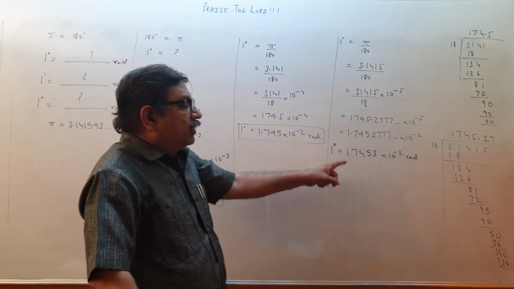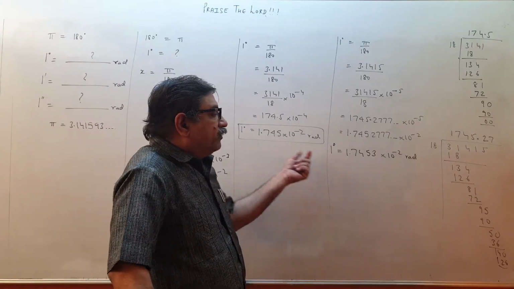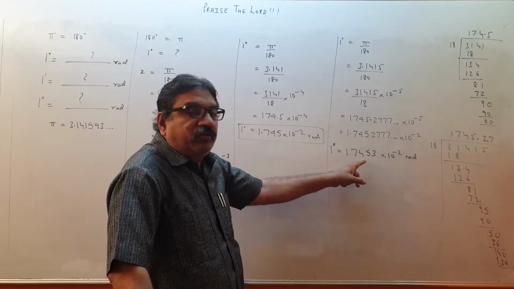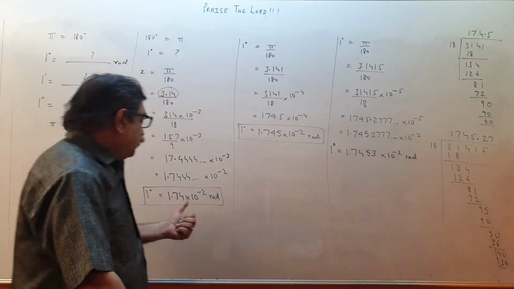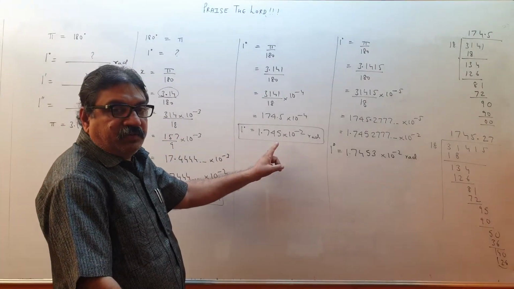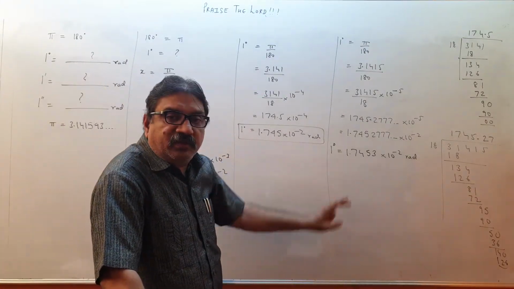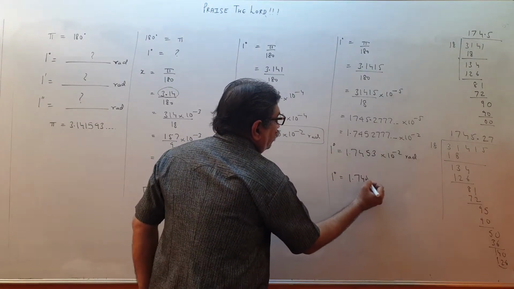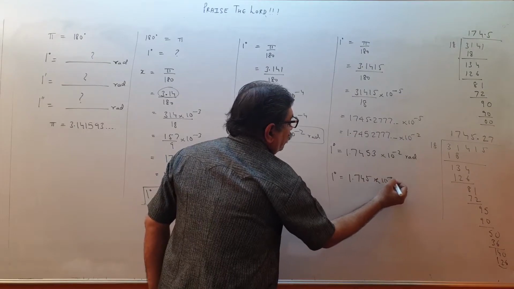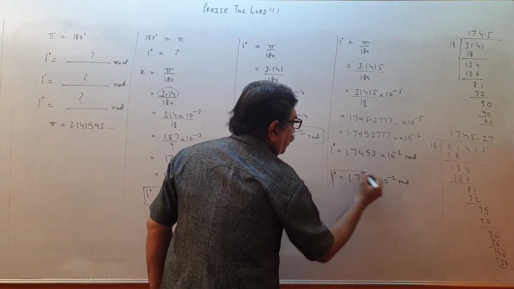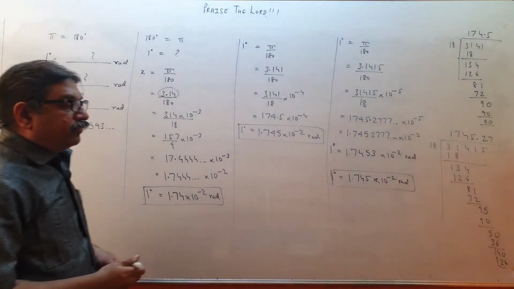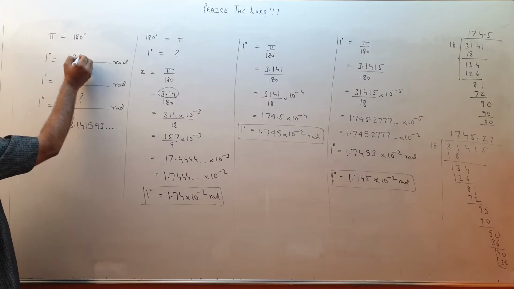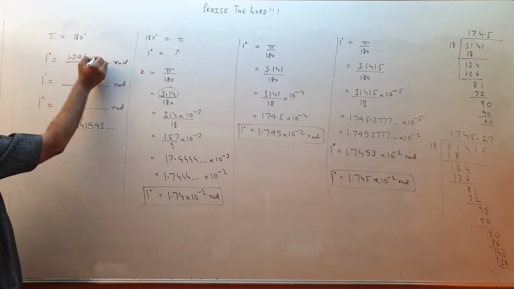Now if you check these two, children, here also 1.745, here also 1.745. It is not changing much because we can round off up to 1.745. So when we went from here to here, the third digit changed. But when we go from here to here, the third digit is not changing. And therefore, we take 1 degree as 1.745 into 10 raised to minus 2 radian. So therefore, it is not 1.74, it is 1.745.